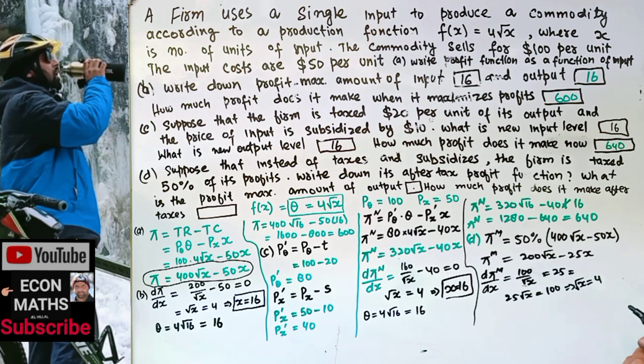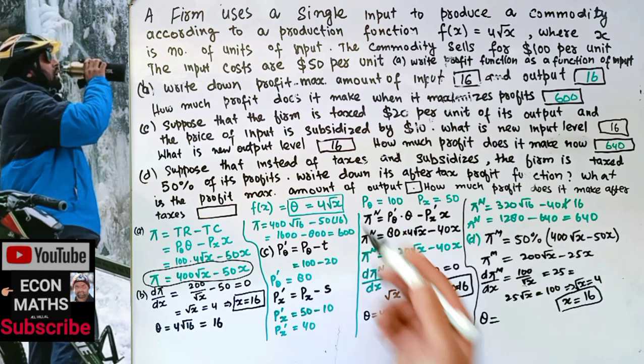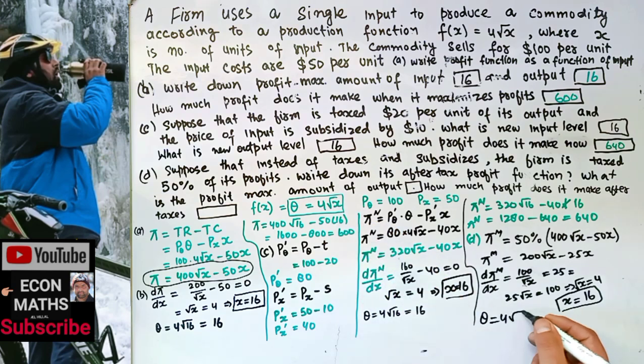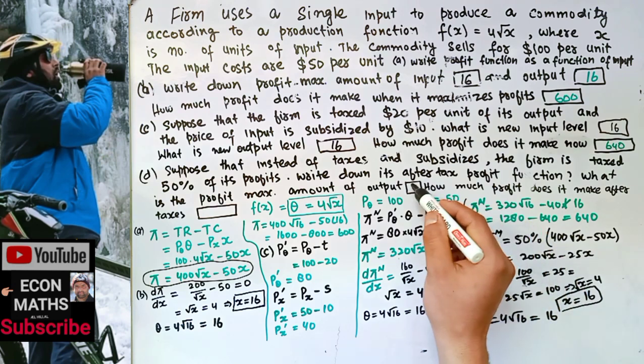100 upon 25 is 4. That means the profit maximizing input will be equal to 16 again. Now what is the profit maximizing output? We know output is a function of input, that is 4 under root x. X is 16, so again our output will be 16. The profit maximizing output will be 16.